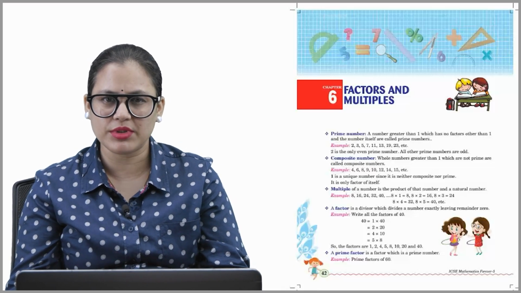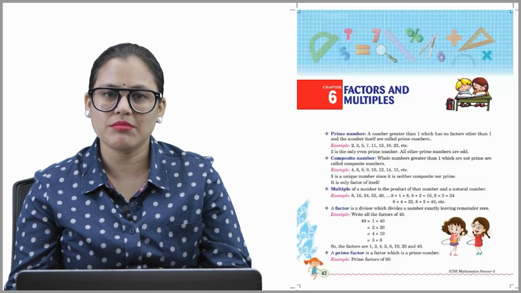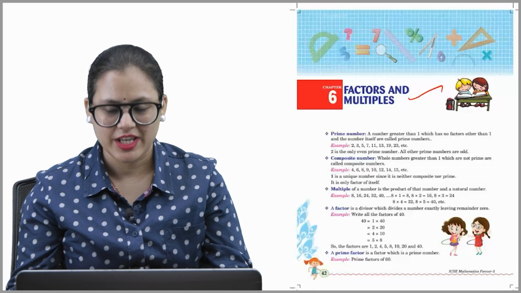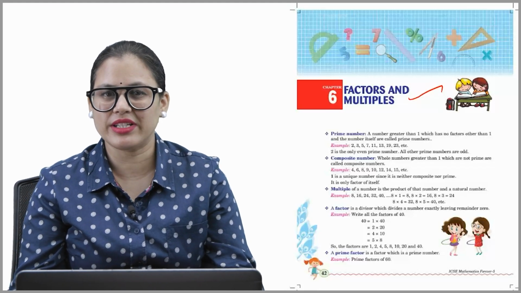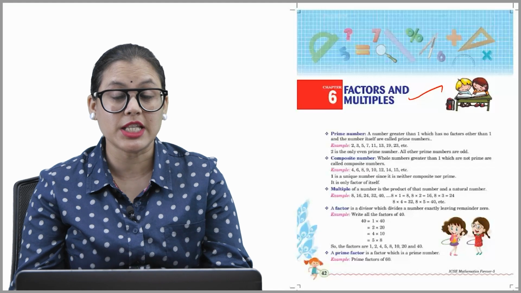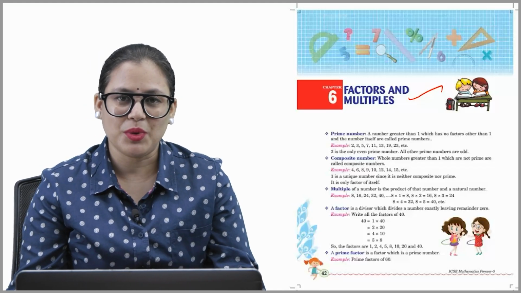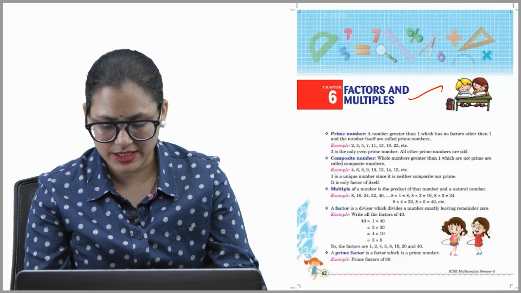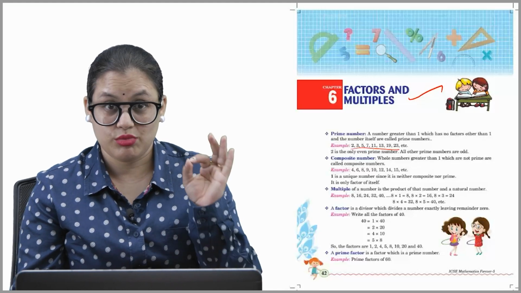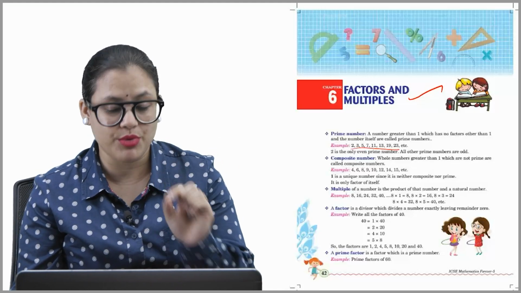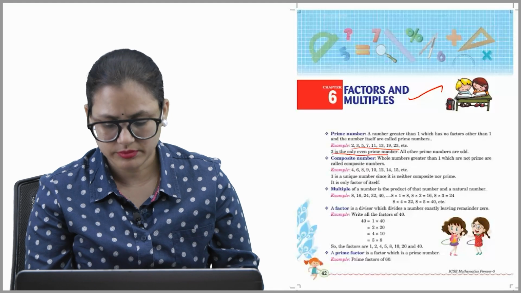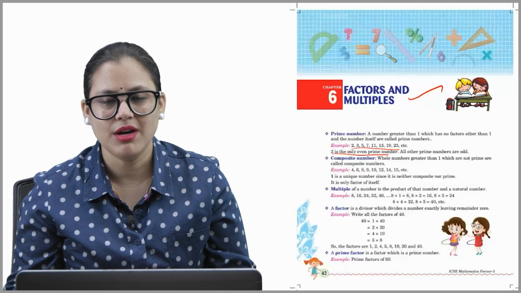Let's start today's chapter, factors and multiples. Prime number: a number greater than 1 which has no factors other than 1 and the number itself is called a prime number. You already know about them, right? See, all these numbers are prime numbers. So, 2 is the only even prime number. Otherwise, all of the prime numbers are odd.